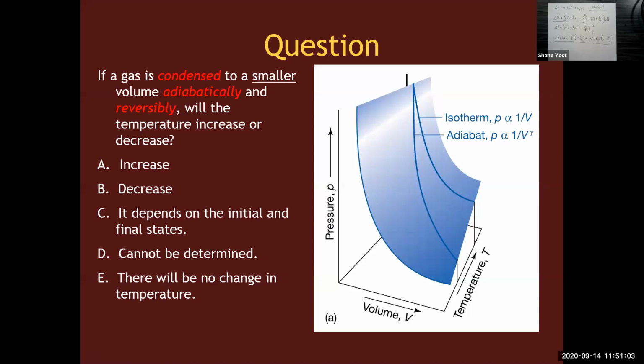So as we've been talking about, I have a gas, and I condense that gas to a smaller volume adiabatically and reversibly. What will happen to the temperature? Will it increase, decrease, depend on the initial and final states, cannot be determined, or will the temperature not change?